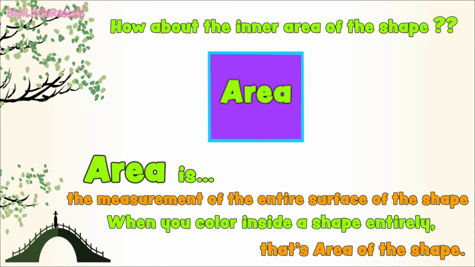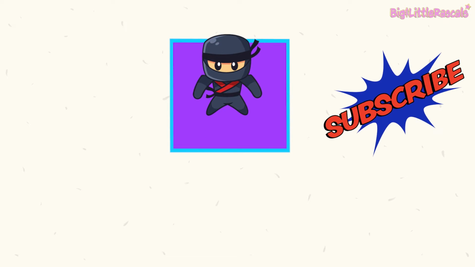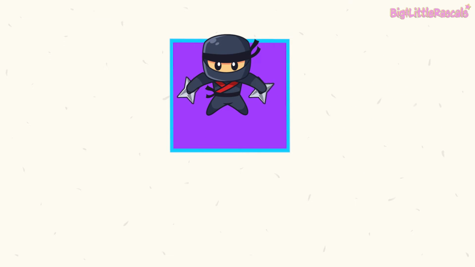In this square shape, we color it with purple color, and that's the area of the square shape. Got it? Now, how to calculate this area of the square shape? Here!